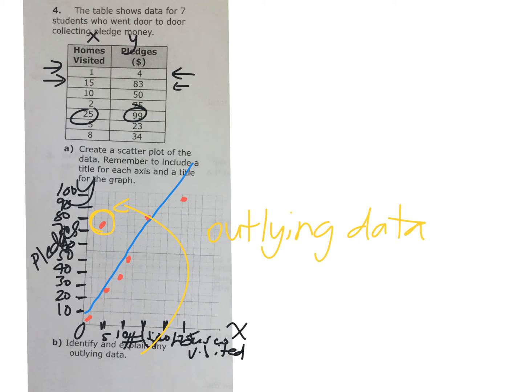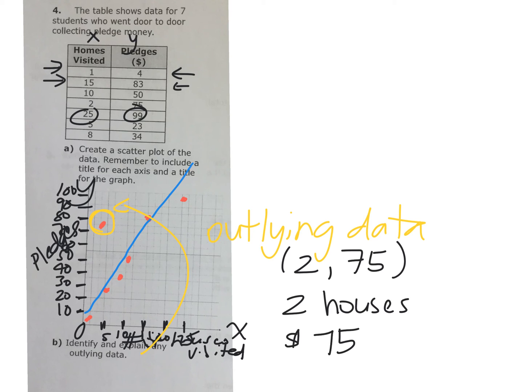And what does this mean? The person visited how many houses? 2 houses, and how much money did they earn? Okay, that doesn't really follow the trend because we know that the more houses you visit, the more money you're going to collect. So what could you think could be a possible reason for this value? What do you think might have happened? Maybe this person just got really lucky and the second house they went to, the person was really rich and they decided to give them a lot of money. Maybe they were happy with what the money was going towards.